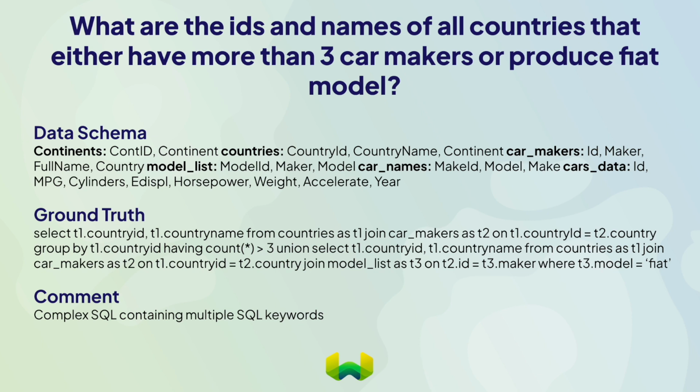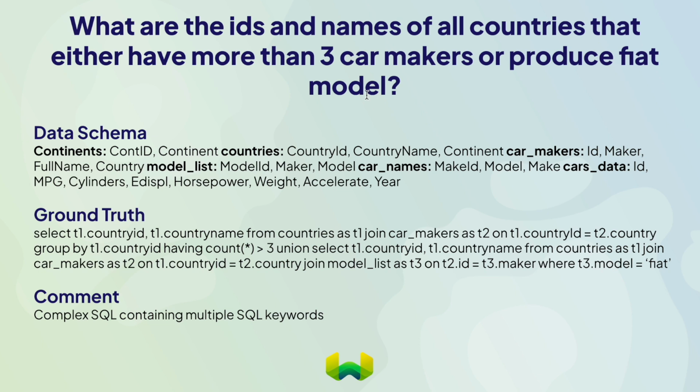The next query is a pretty complex one. What are the IDs and names of all the countries that either have more than 3 car makers or produce a Fiat model? So in this case, we have the union of these two conditions on the database tables. So we're joining together the countries with the car makers. So we have 6 different database tables in this.